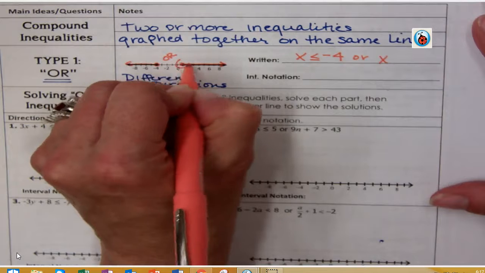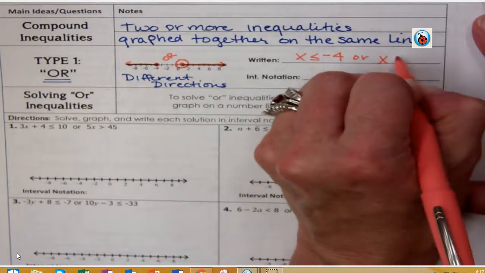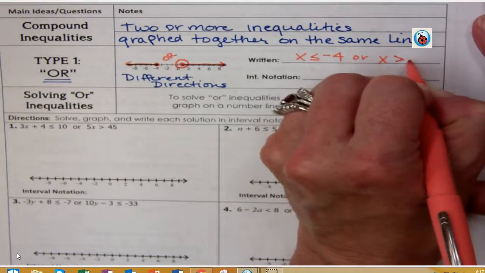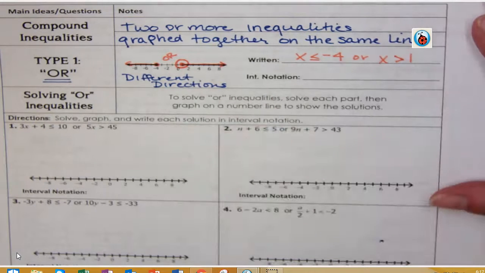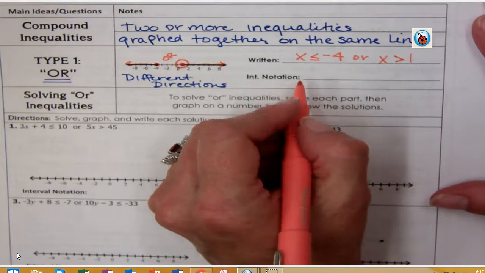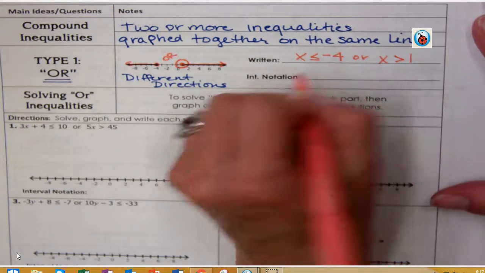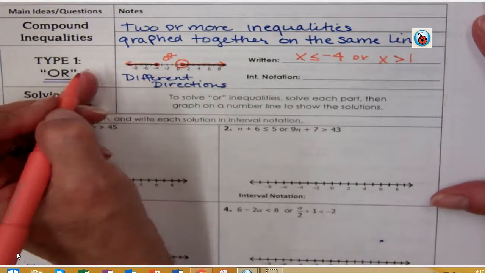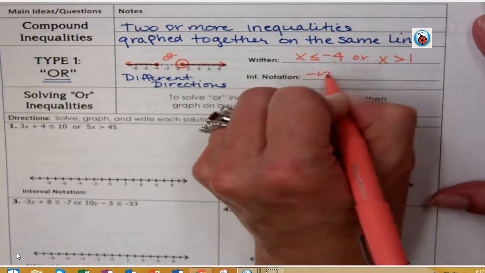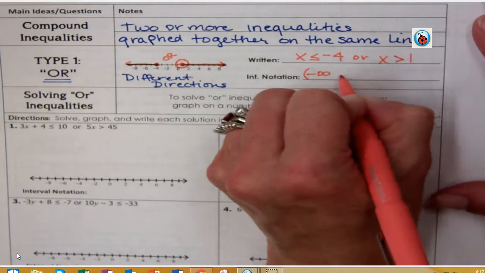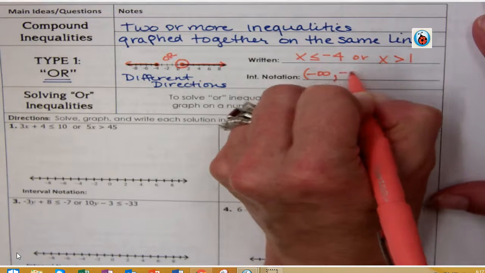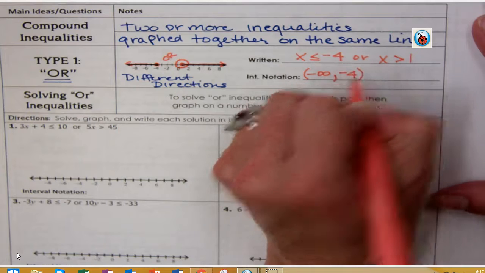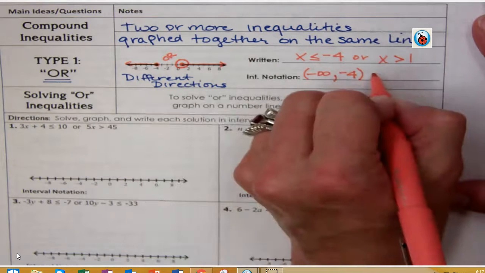This is supposed to be an open dot. X is greater than 1. Your interval notation is going to be about the same, and basically you start over to the far left with -infinity and it stops at -4, which is included, so we use the brackets.